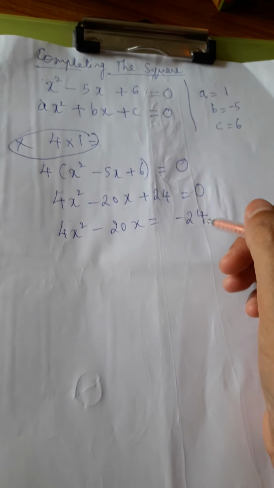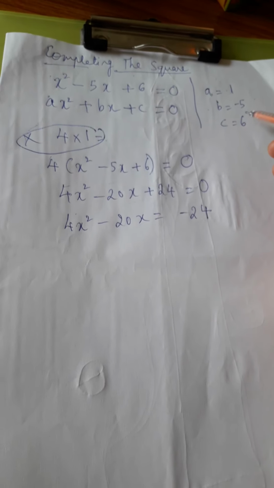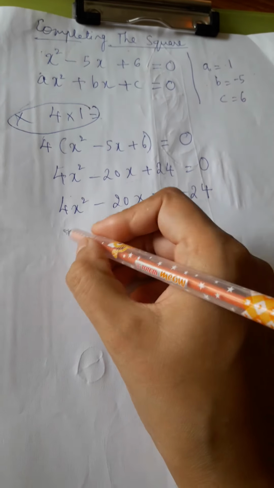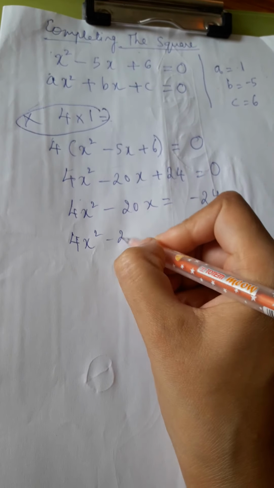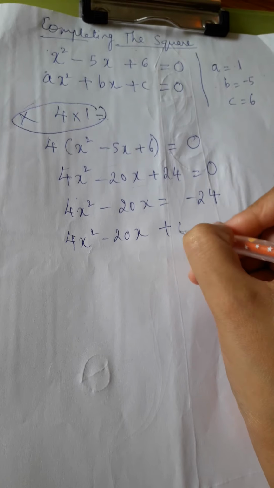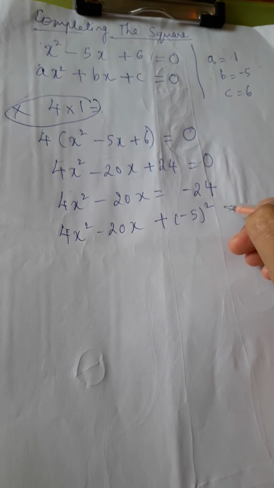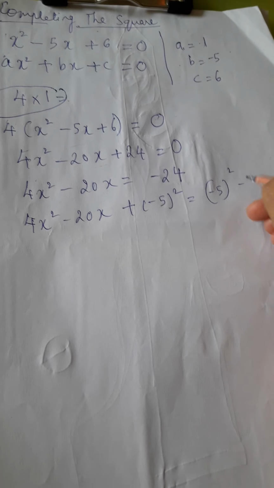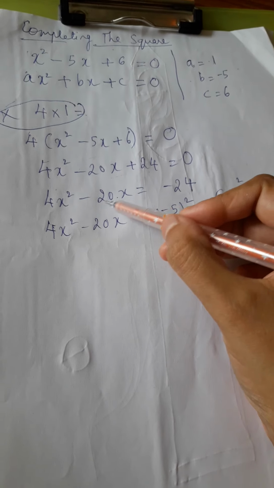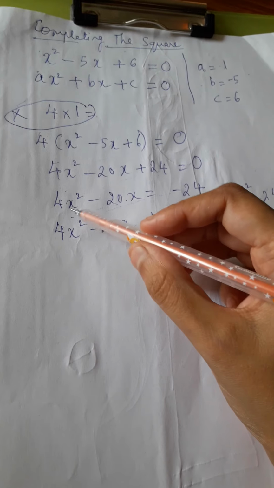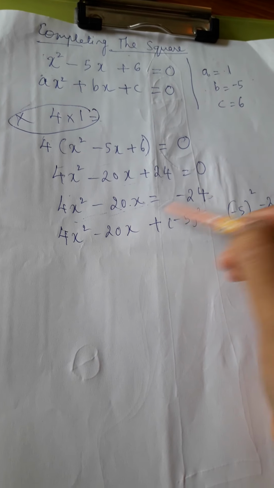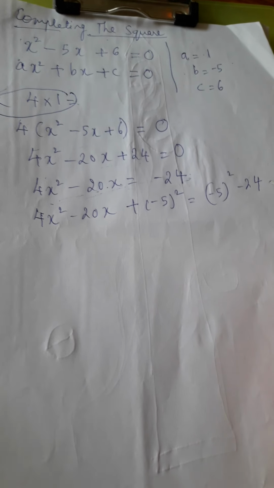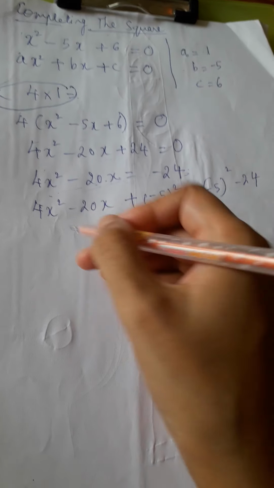What's my next step? What's my b? Minus 5. I have to add b squared to both sides. So 4x square minus 20x plus minus 5 the whole square, that is b square, is equal to minus 24 plus b square. When the equation is at this state, I added b square to both sides, the LHS and the RHS. This is what I obtained.